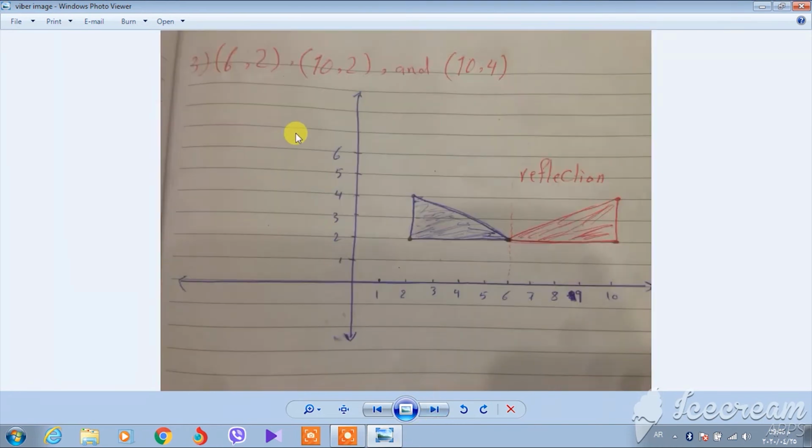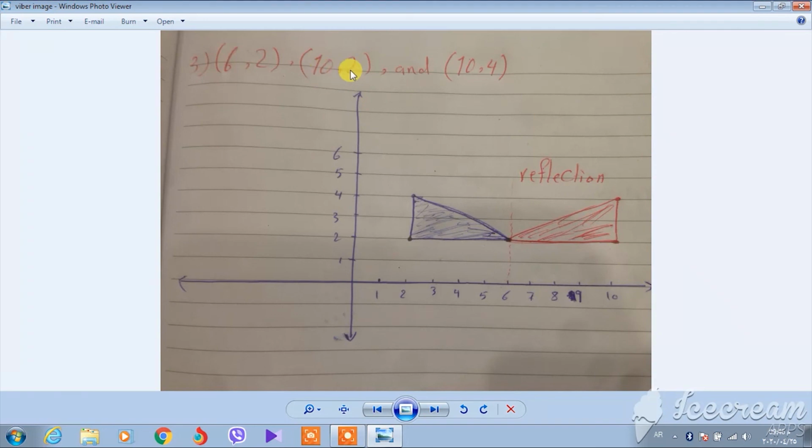Practice 3 says we have new ordered pairs also: (6, 2), (10, 2), and (10, 4). We have the original triangle also, and the new ordered pairs. We need to identify the type of transformation. We have (6, 2). Which point is 6? This is (6, 2), and on the y-axis we have 2. This point is (6, 2).